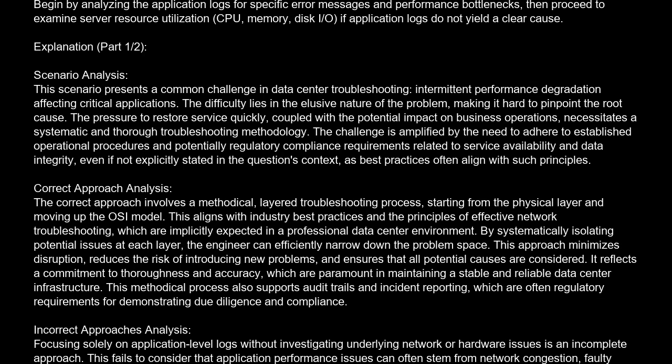The correct answer is B. Begin by analyzing the application logs for specific error messages and performance bottlenecks, then proceed to examine server resource utilization, CPU, memory, disk I/O, if application logs do not yield a clear cause.